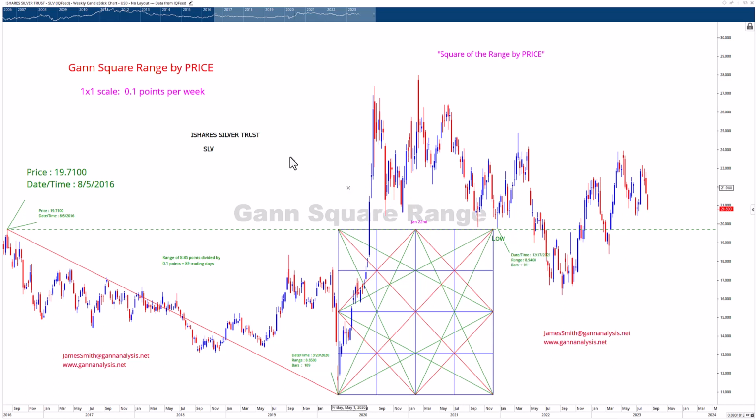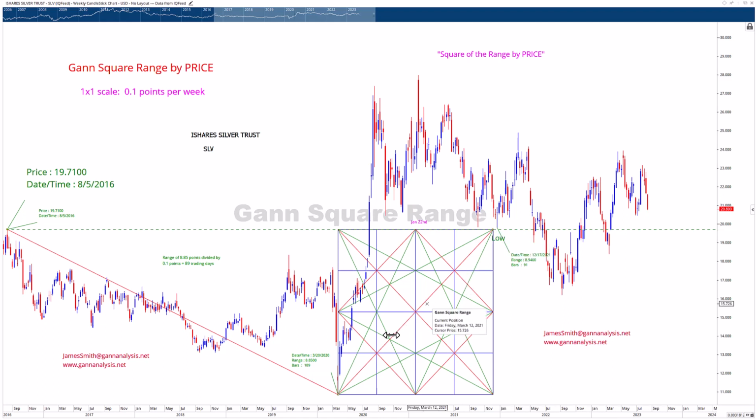Okay, you're looking at silver, the iShares Silver Trust SLV, and we're looking at a high back here in August of 2016, a low here in March of 2020, and then we project forward this square in price and time using the scale, a range of 8.85 points divided by 0.1, which is our scale. That gives us 89 days. So that's the distance from this high here to this point here is 88.5, 89 days.